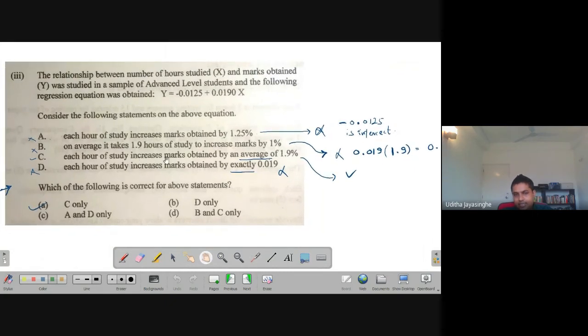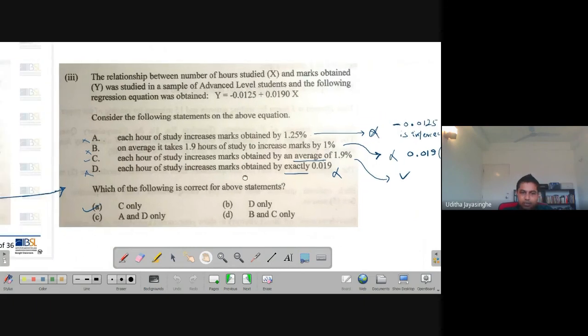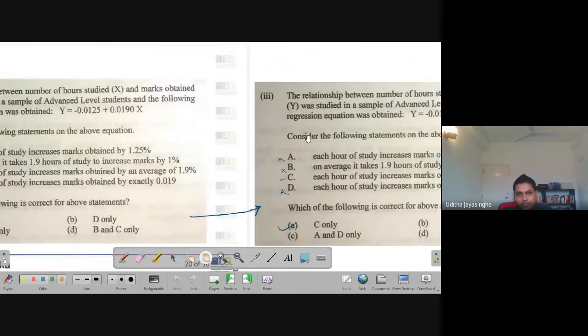Each hour of study increases the marks obtained by an average of 1.9%. Now, this is the correct 1.9%, and average is the good word. On average, because this is a regression equation. That is the exact point where the fourth statement is going to go wrong. Why? It says exactly. Exactly is not going to be a good word for a regression. On average is a good justification. So C is the correct answer. We can conclude C only, answer A for this MCQ question.